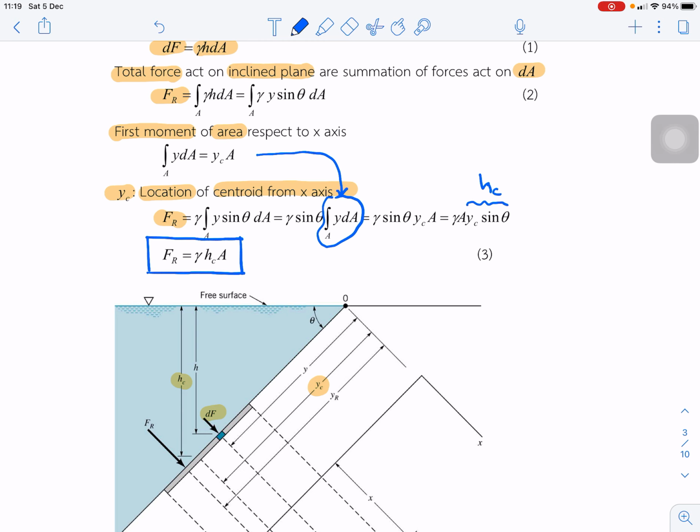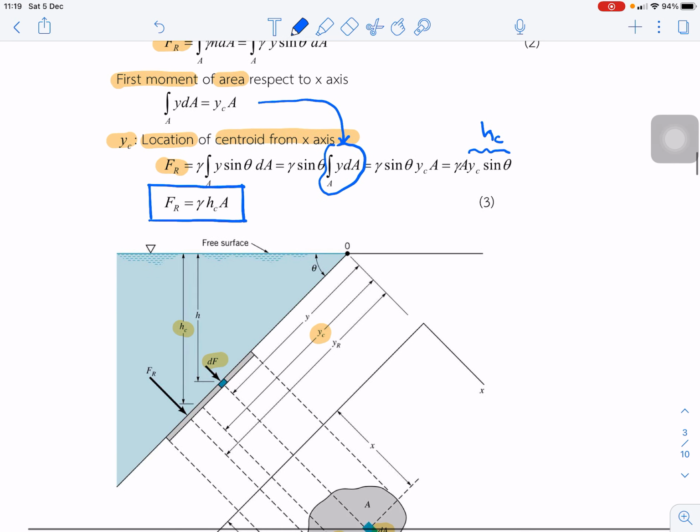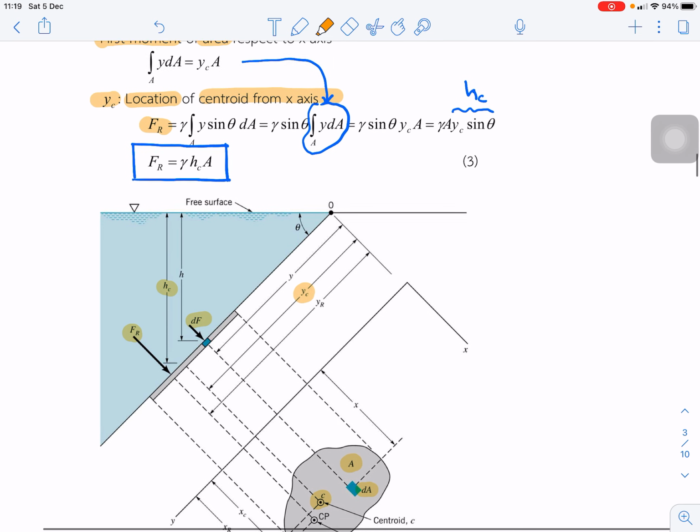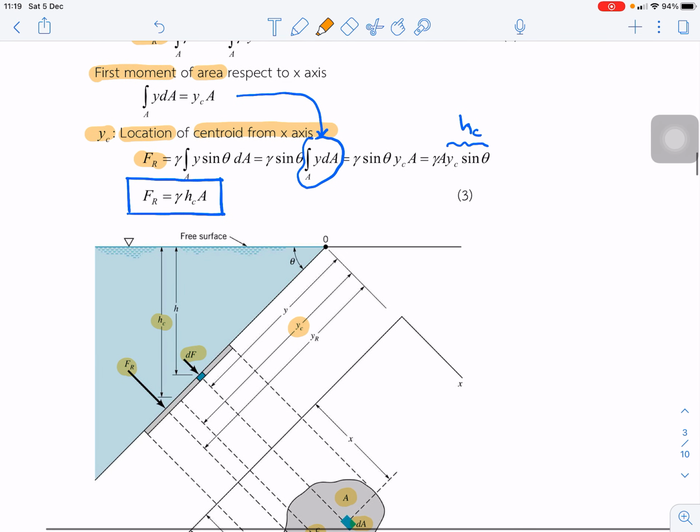Once we know FR, the magnitude of FR is equal to gamma HC times area. Just to note that y sine theta is equal to h.